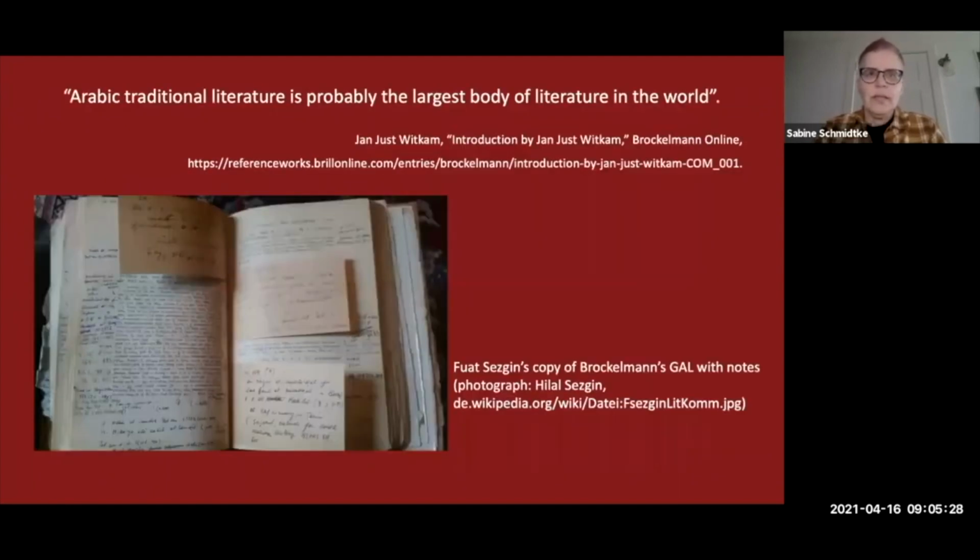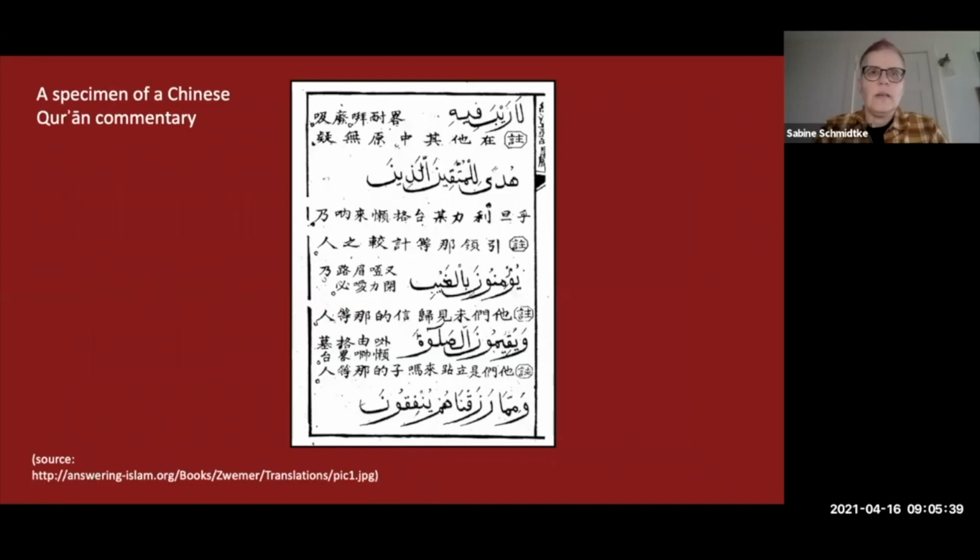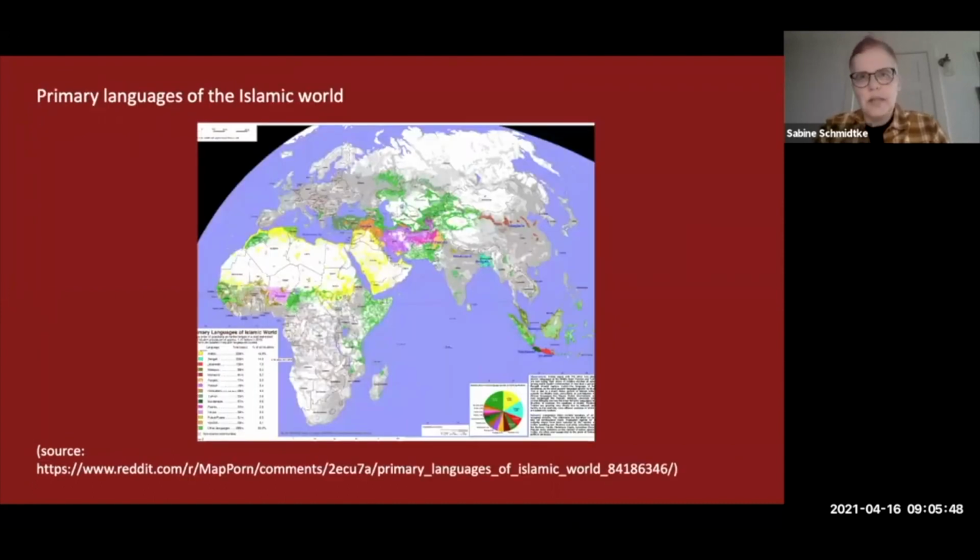Further, while Jan-Just Whitcomb rightly remarks that the Arabic traditional literature is probably the largest body of literature in the world, it should be kept in mind that Arabic is only one of the many Islamic languages. The geographical expansion of the Islamic world over time, reaching from West Africa and Islamic Spain to Central and South and East Asia, Sub-Saharan Africa, the Indonesian archipelago, the Volga region and Eastern Europe, and the linguistic variety that this spread implies, gave rise to a highly variegated literary production of enormous dimensions.